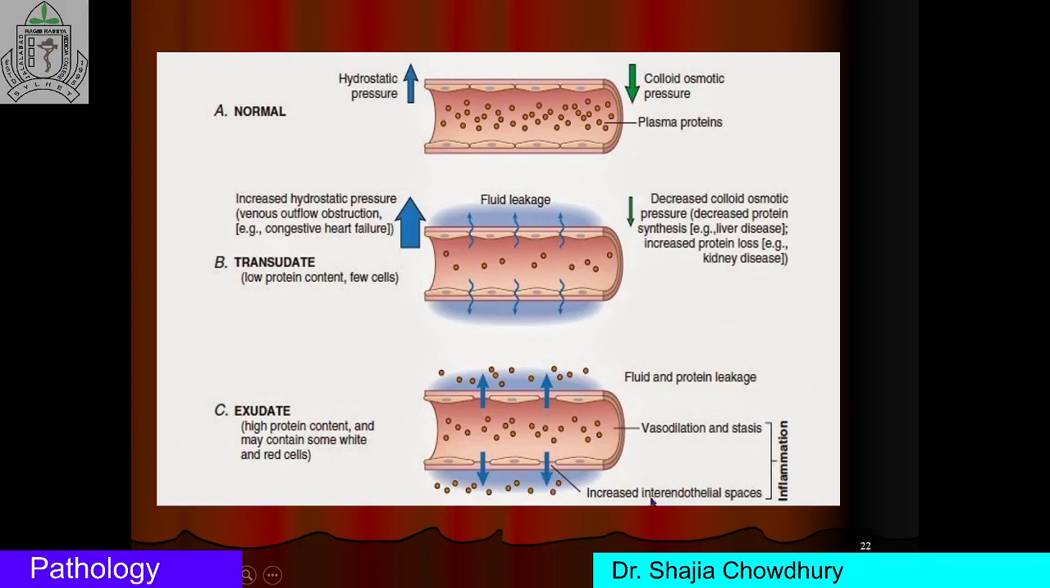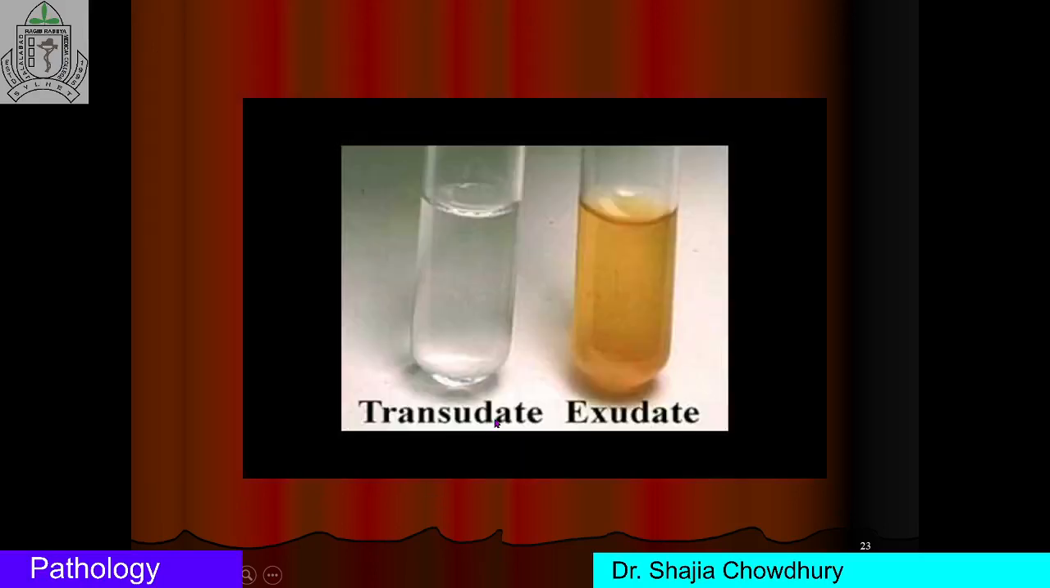Normally, plasma and protein reside inside the blood vessel. In inflammatory conditions, vascular leakage or increased vascular permeability occurs, and the protein and cells come out through this interendothelial space or endothelial gap, which causes edema formation.